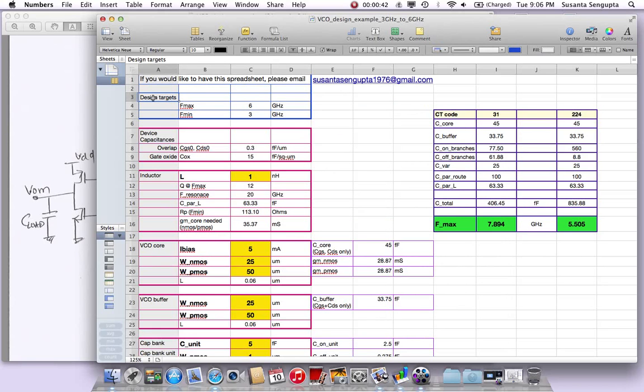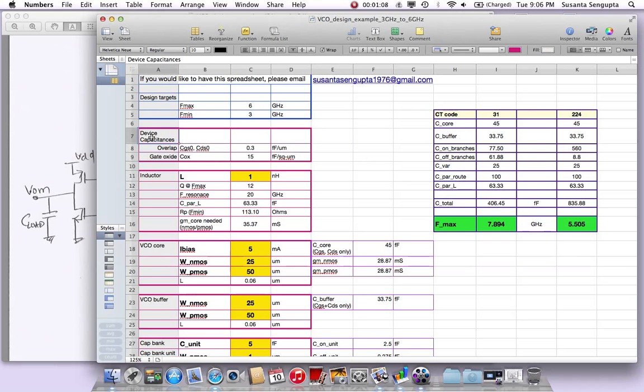So first of the design targets, as we talked about, we want to have the Fmax of the VCO to be 6 GHz and Fmin is 3 GHz. These are the two values that we are trying to target. Whether we will be able to get it or not, we will see. And at the end, here it does a few calculations and it comes up with the Fmax and Fmin values. Don't worry, they're off right now because I've just put some random numbers to start with, and we will see how we are going to play around with different things.